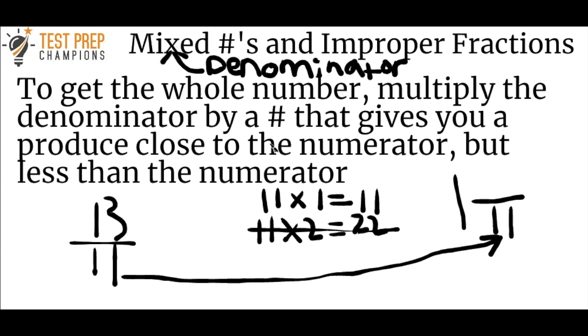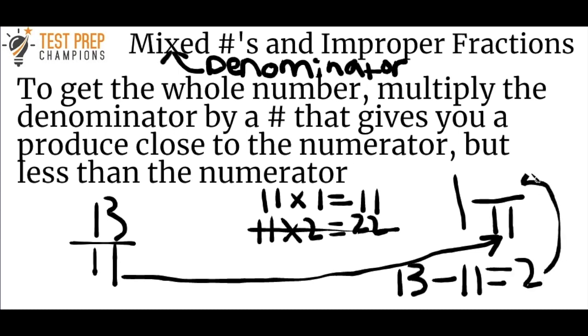So what we do is we go back to our improper fraction. We see that 13 is in the numerator. Then we look at our mixed number and we do 11 times 1, which is just 11. So we do 13 minus 11, which gives us 2. That is the number that we put in for our numerator, which is just 2. So 1 and 2 over 11.